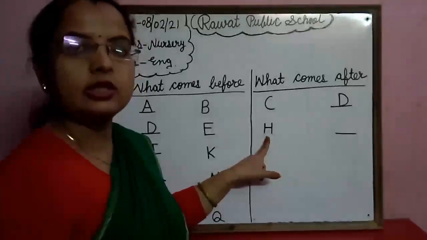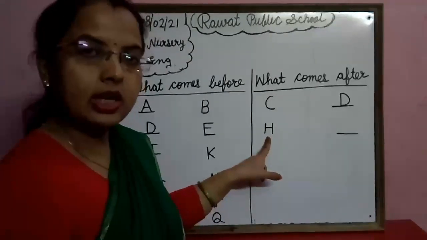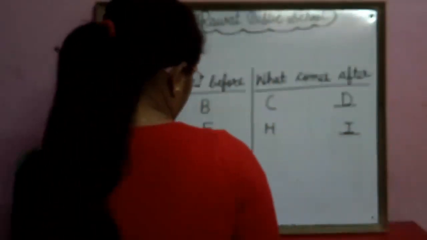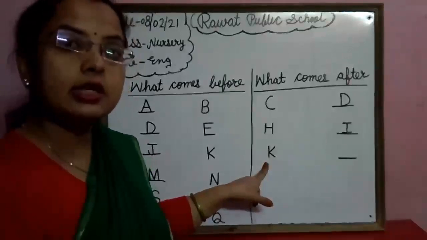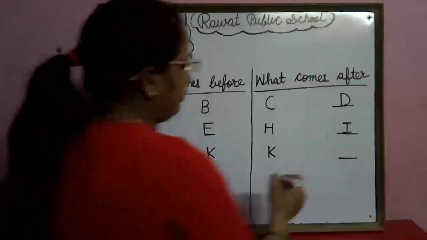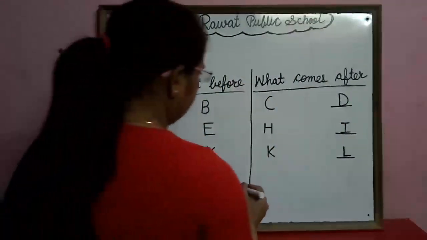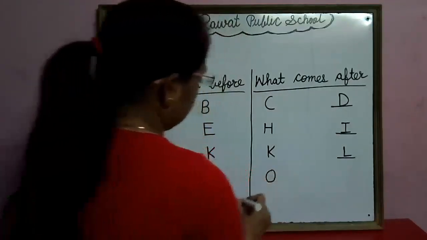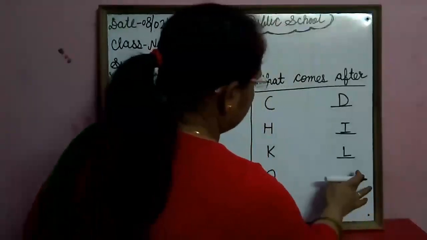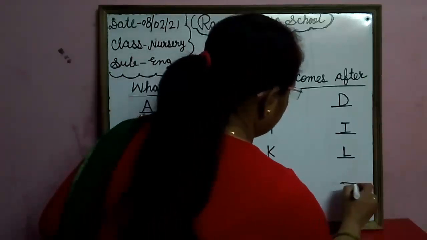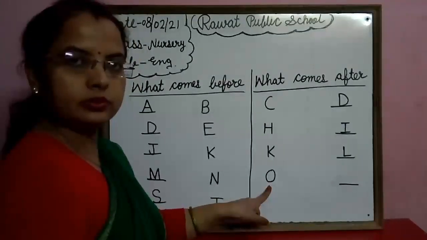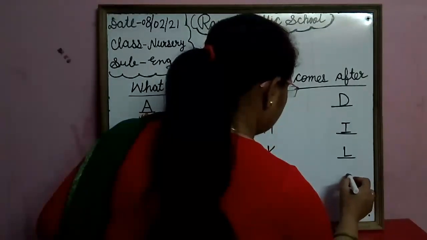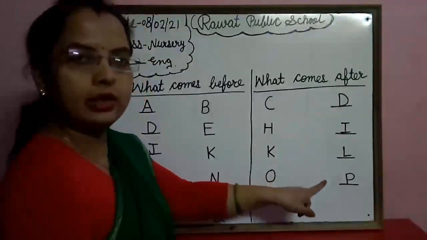This is H. What comes after H? H के बाद क्या आता है? I. So we will write here I. This is K. What comes after K? L. So we will write L. This is O. What comes after O? P. So we will write here P. O ke baad kya aata hai? P.